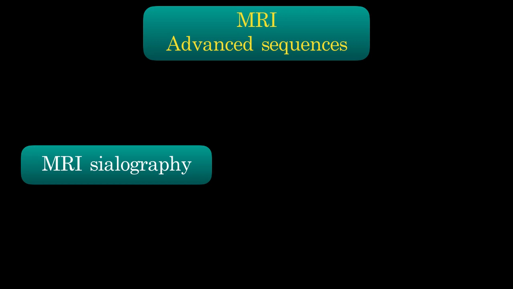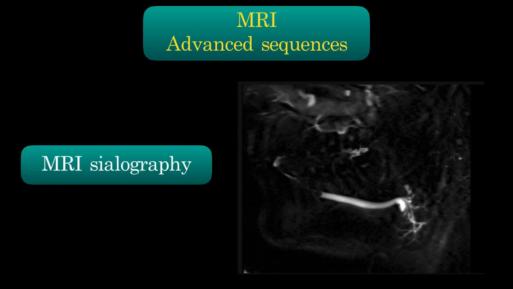We have the MRI sialography, which has totally replaced the conventional sialography, and we agreed together that conventional sialography is now an obsolete procedure. Nobody uses it. Why doesn't anybody use it anymore? Because we have the MRI sialography. It's non-invasive, very easy to do, and very accurate in its results. This is how an MRI sialography appears.